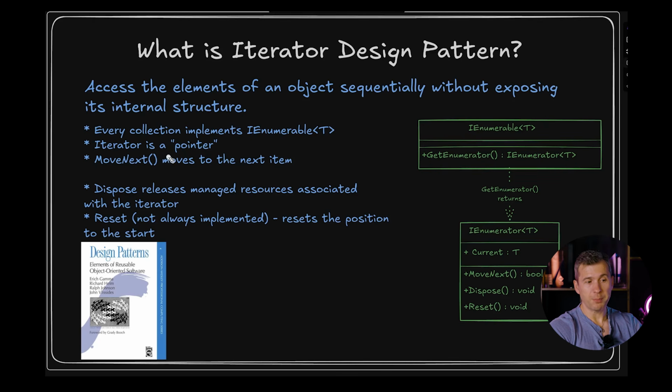You can think of an iterator as a pointer inside of the collection. And every implementation of the iterator design pattern has a few key members. The first one is a Current property that allows accessing the element from the collection. Another one is MoveNext. It allows moving the iterator to the next element. And if MoveNext returns false, it means that the iterator reached the end of the collection. And an enumerator in .NET also has two other methods. The first one is Dispose, which is used for releasing managed resources associated with the iterator. And the last one is Reset, which is actually not always implemented, so please don't call it, and it is used for resetting the position of the iterator to the start of the collection.